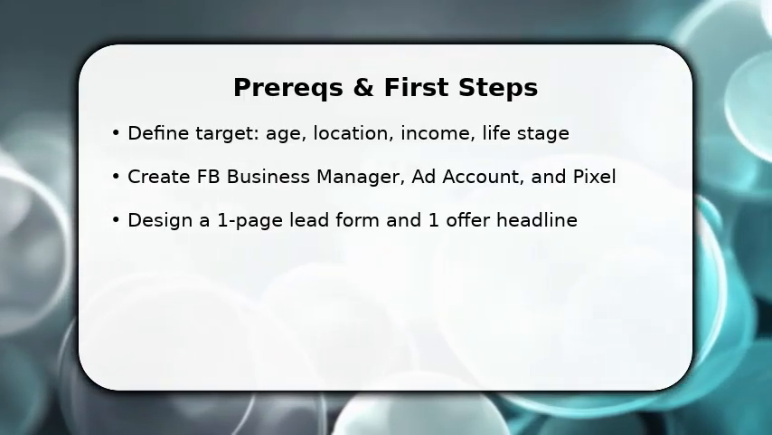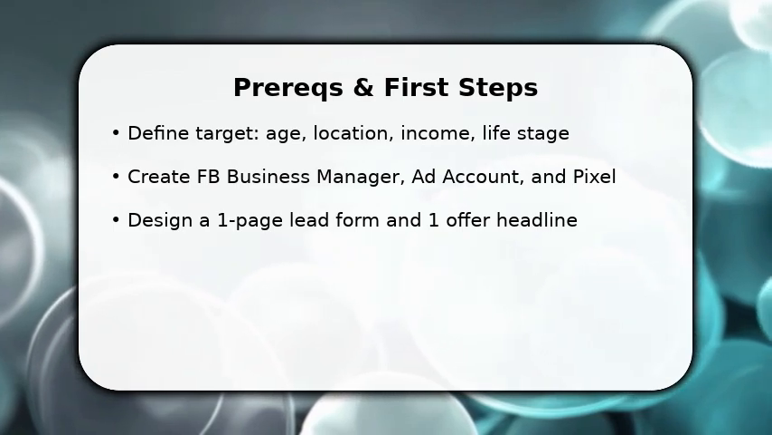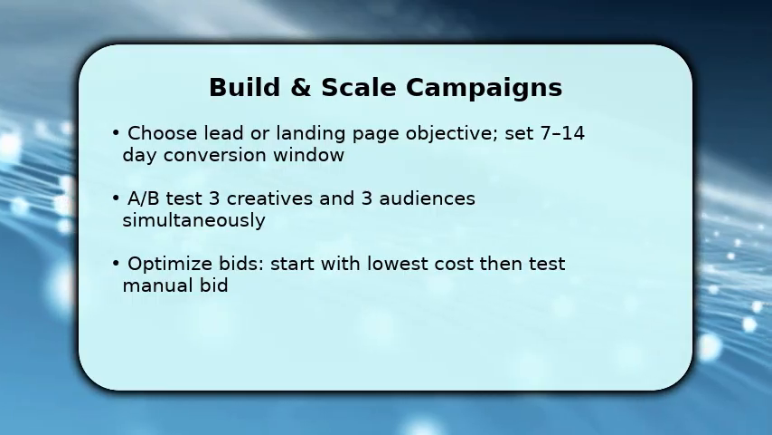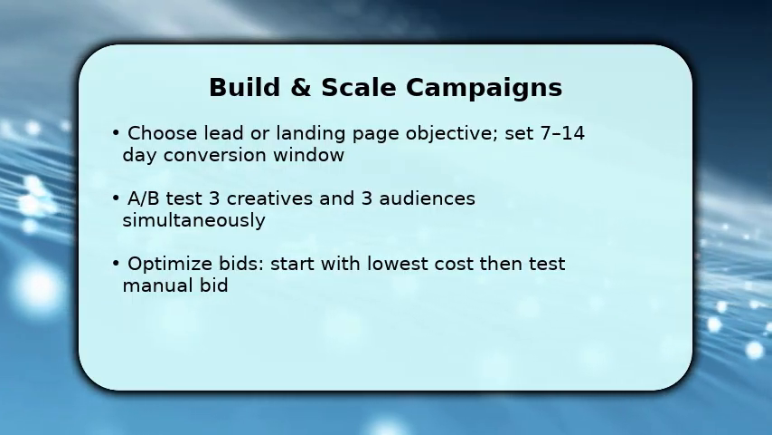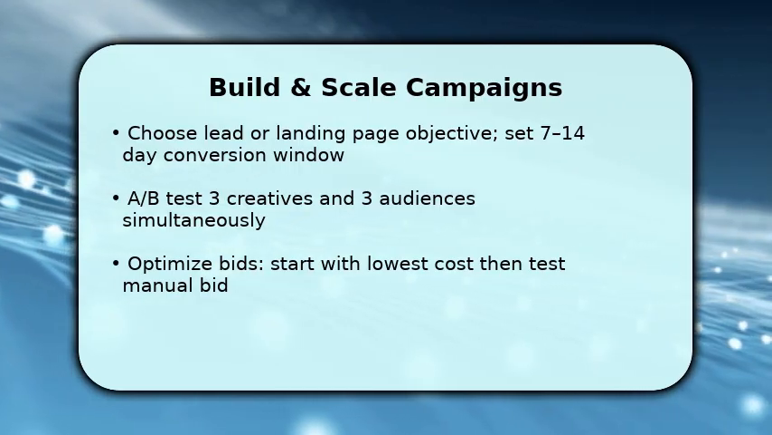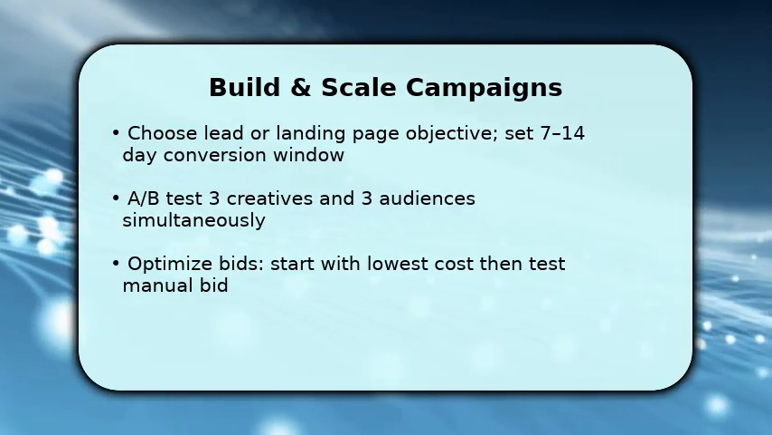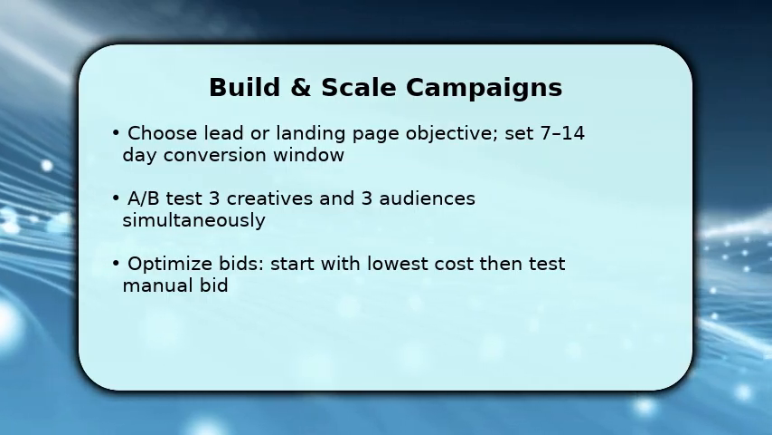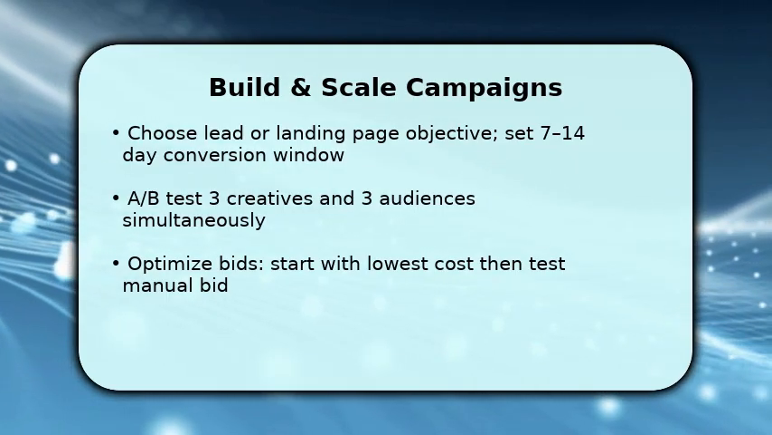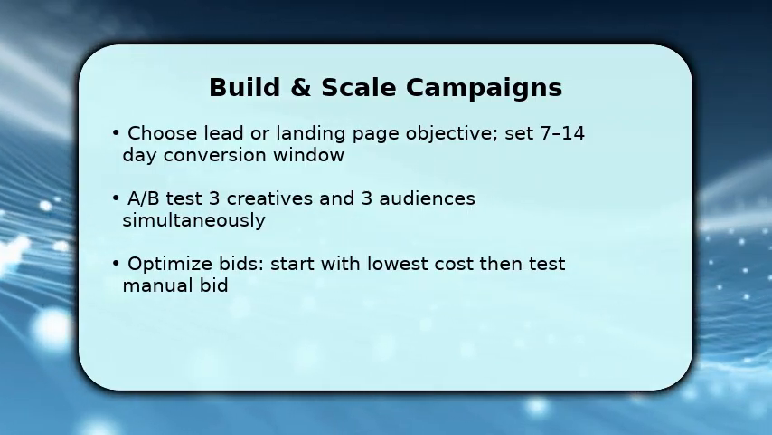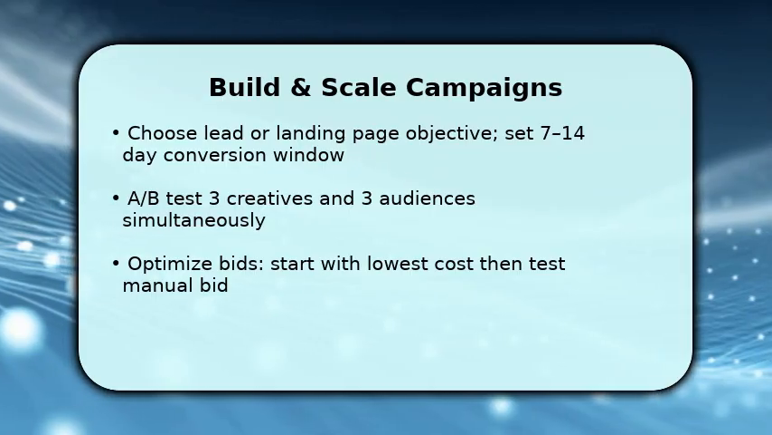Once the basics are live, create campaigns with a lead generation objective or traffic to a purpose-built landing page depending on compliance. You should A/B test 3 creatives and 3 audience segments at once so you identify winners quickly. Make sure to set a 7 to 14-day conversion window and use lowest cost initially. Then try manual bids on top performers to control CPL. Monitor frequency and creative fatigue. Rotate assets to keep performance up.